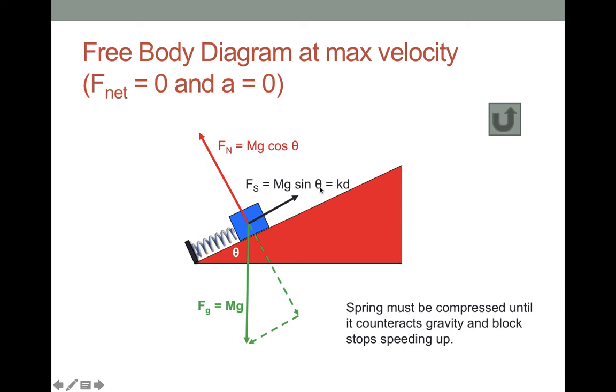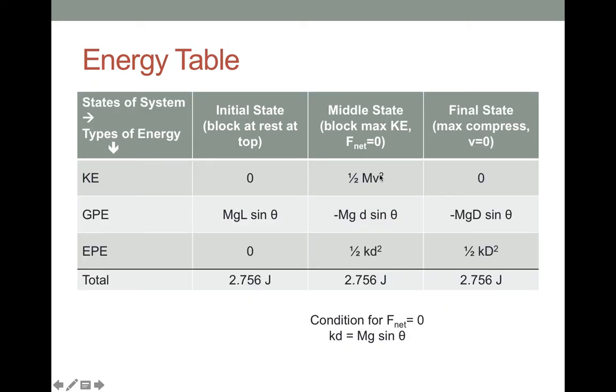And how much does it have to be compressed? Well, mg sine theta must equal k times d, the amount the spring is compressed. This will tell us how much the spring needs to be compressed for the net force to be zero. So that means we must have some elastic potential energy at this point. That's 1/2 kd squared. And we have some gravitational potential energy. It is negative because we are now below the origin by a distance d along the ramp, so the height is d sine theta. We can add all these up, set them equal to the total amount of energy, and solve for the velocity. And that will be the maximum velocity.